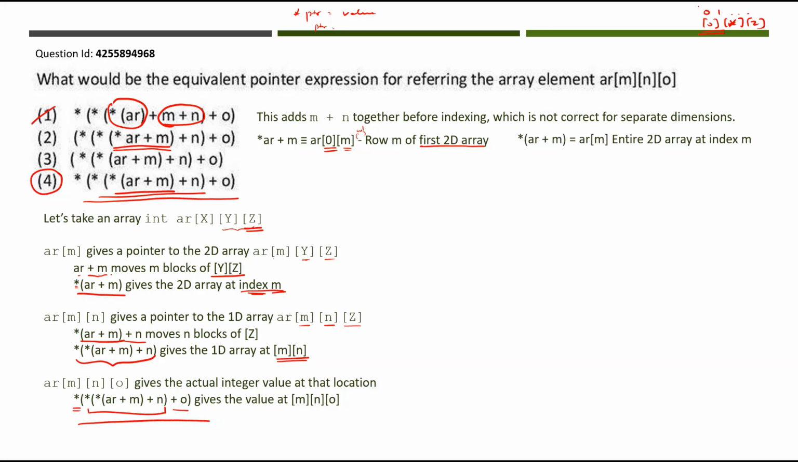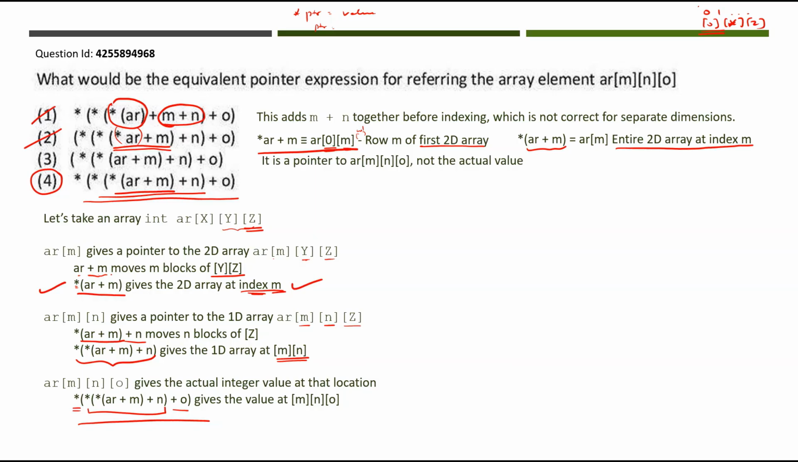Star AR plus M with the braces together is AR of M, where the entire 2D array at index M is referenced here. So this is the meaning that is given here. When the parenthesis is used along with plus m, that will give this meaning. When the indirection operator is used with the array and you are then adding plus m, that is equivalent to this particular row of first 2D array, they say. The meaning is different. So second option will also not be equivalent.